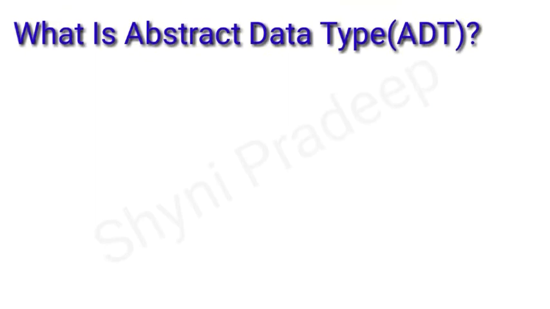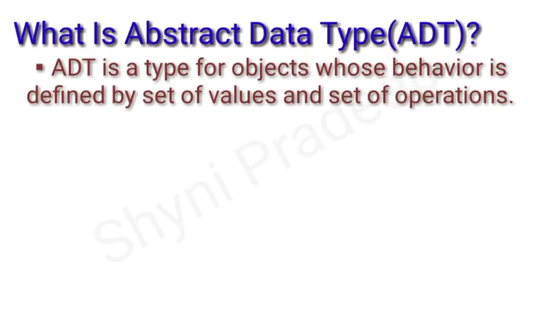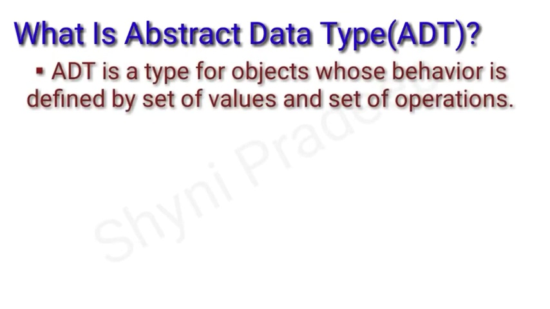Next, let us see about abstract data type. ADT stands for abstract data type. ADT is a type for objects whose behavior is defined by a set of values and a set of operations. Set of values means what? Set of data. Set of operations means the operations performed on that data. So this abstract data type is defined by a set of values and a set of operations.